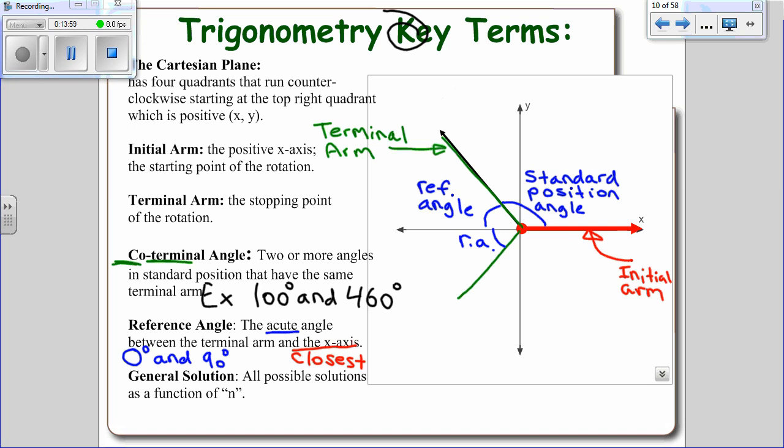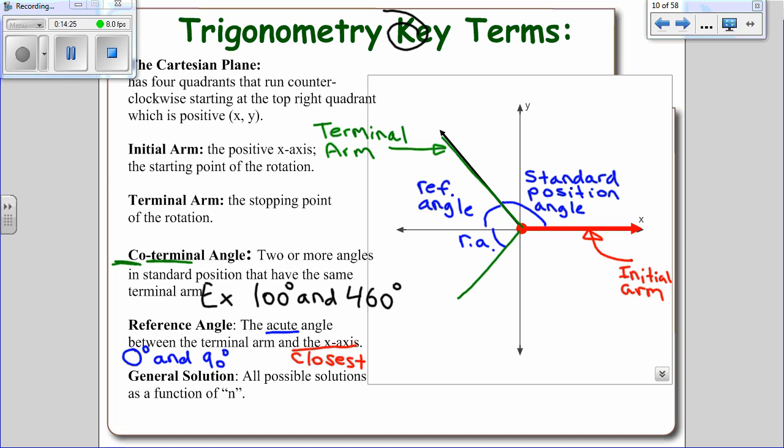So you're going to have questions where they're going to draw a terminal arm, for instance this one right here, and they could ask you to calculate the standard position angle, which means you calculate this big angle. Or they could ask you to calculate the reference angle, which you would need to know is this angle. So that's why knowing the definitions is so important, because they could ask you for either one, and you're not going to know which one unless you know the definition.